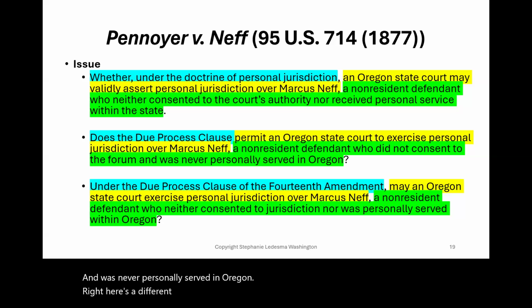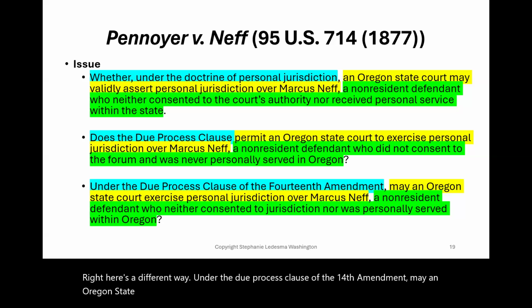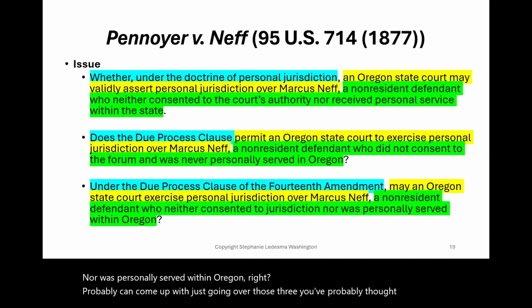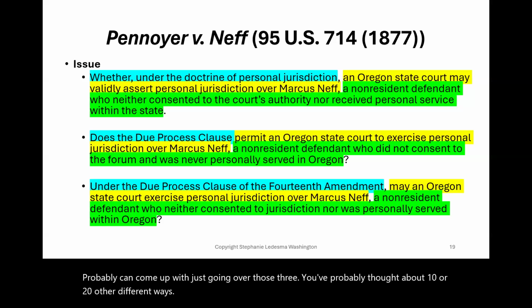Here's a different way. Under the due process clause of the 14th Amendment, may an Oregon state court exercise personal jurisdiction over Marcus Neff, a non-resident defendant who neither consented to jurisdiction nor was personally served within Oregon, right? Just going over those three, you've probably thought about 10 or 20 other different ways.